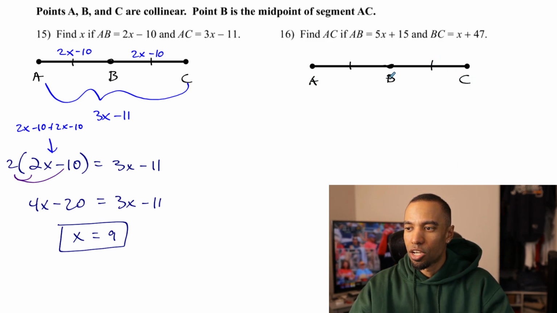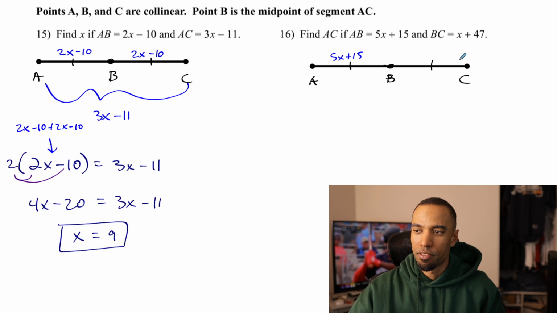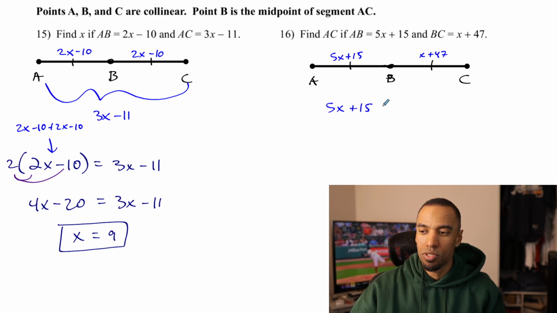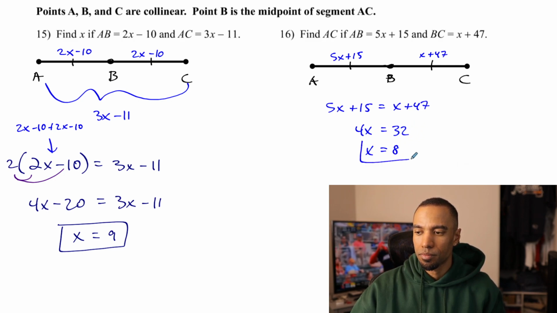A, B, C, collinear. B is a midpoint. This one actually should be easier when it comes to the solving. 5x plus 15 for the length of AB. x plus 47 for the length of AC. These actually equal each other this time. See the difference between those? And I subtract x over, subtract 15 over, divide by 4, I get x equals 8.